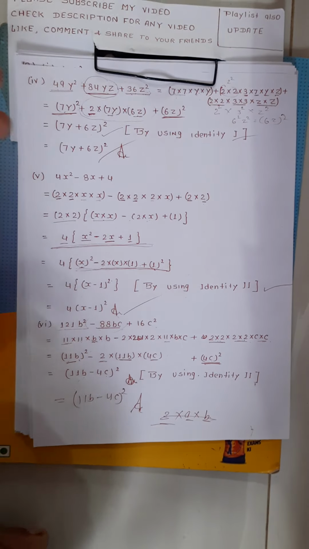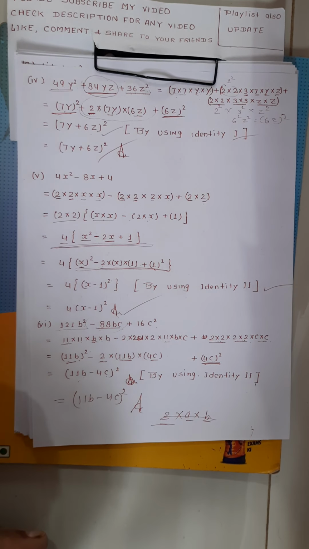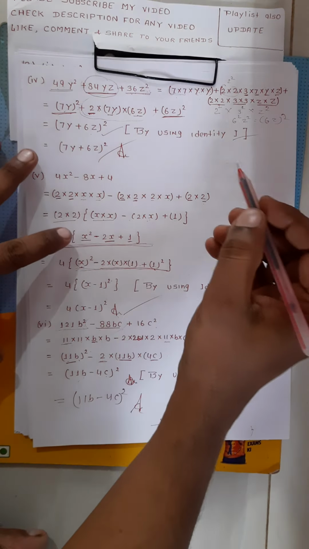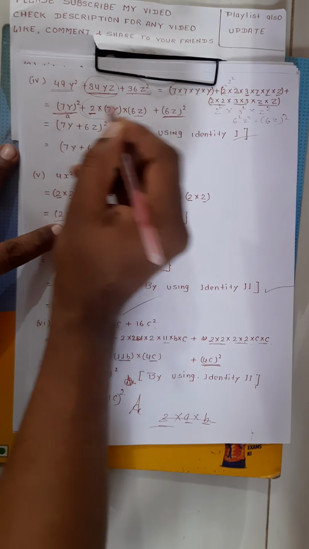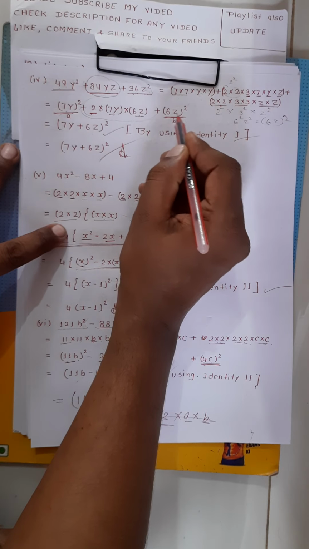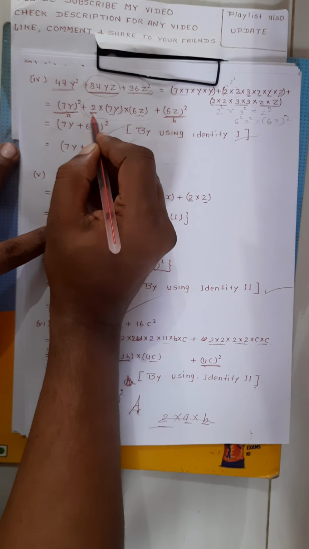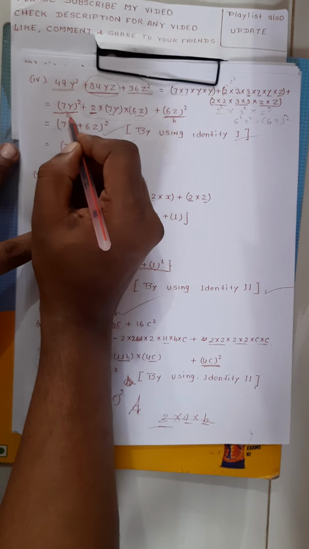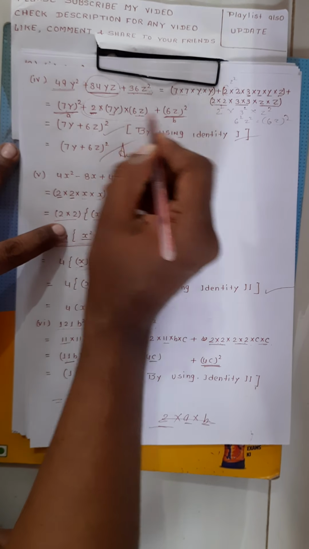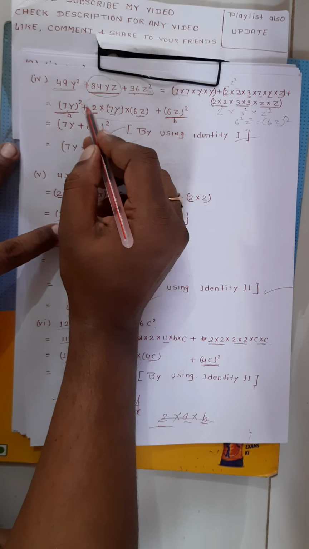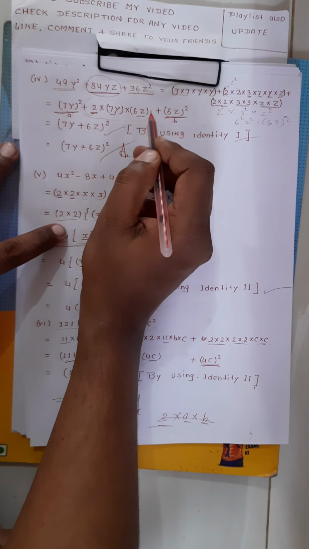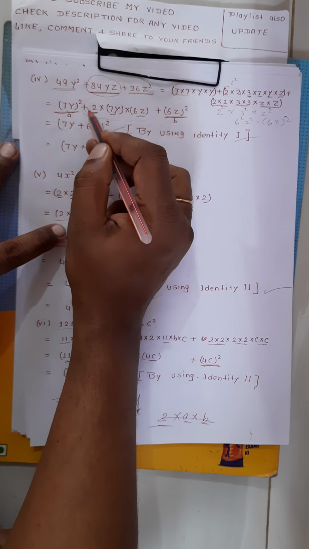Okay, now we will check for the structure 2ab. So for 2ab, our value of a is 7y and our value for b is 6z. So write it: 2 into the value of a, which is 7y, so 2 into 7y, and b is equal to 6z. Then we check what the value of these things will be.